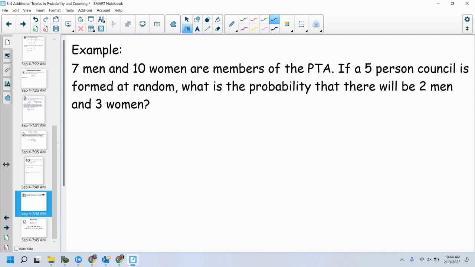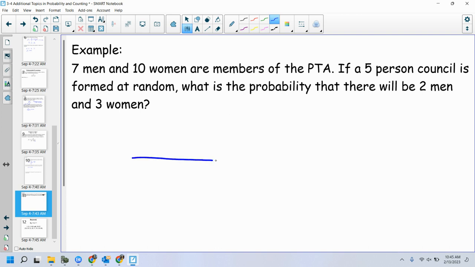on what. Okay, this is where it starts to get a little funky, because now we're finding different ways to choose things and the probability based on that. Because remember, what a general probability rule is: successful outcomes divided by total number of possible outcomes, right? I've got 7 men and 10 women that are members of the PTA. If a 5-person council is formed at random, what is the probability that there will be 2 men and 3 women? What's the PTA? Parent-teacher association. PTO would be parent-teacher organization.